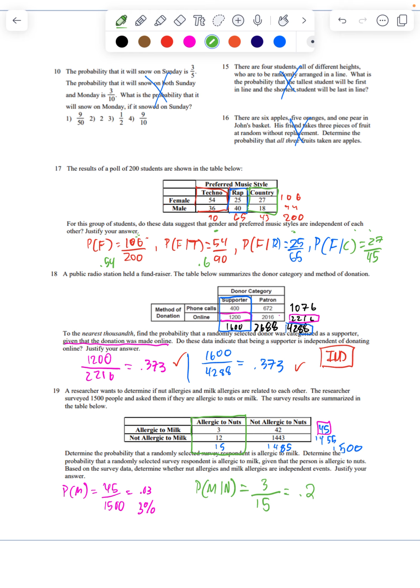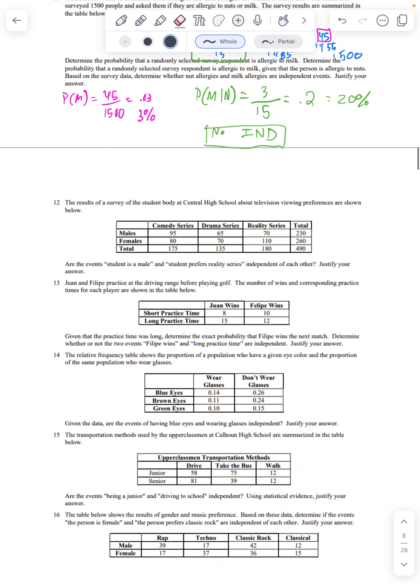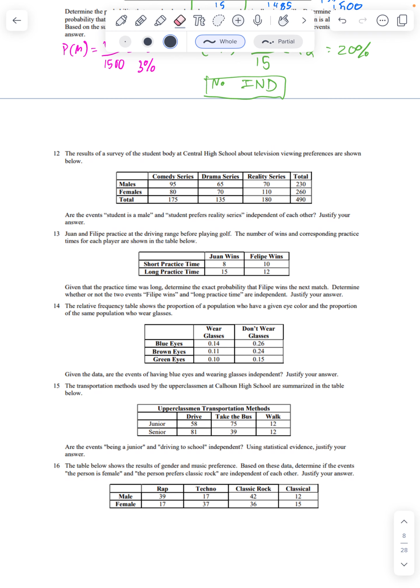Now it's asking, are these events independent of each other? Well, no. 3% and 20%, they're not equal to each other. They're not independent, like in number 18 right here. So no, they're not independent. And we justified our work here. Again, this problem is worth a lot because these problems, rather, the last couple, they're very knowledge heavy. They're really asking you to derive a lot of knowledge to answer the questions.